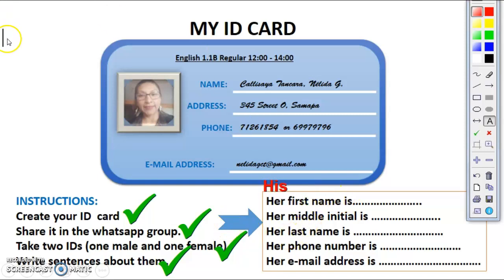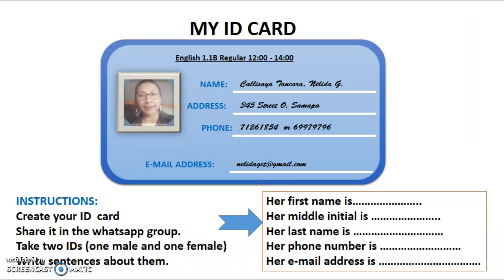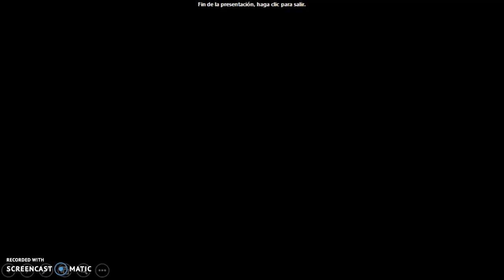Ok, entonces hacemos nuestro ID card, lo compartimos en el grupo de WhatsApp, escogemos dos IDs, dos compañeros, una compañera y un compañero, y escribimos oraciones describiendo el ID card que hemos escogido. Bien, y todo esto lo subimos a la plataforma.